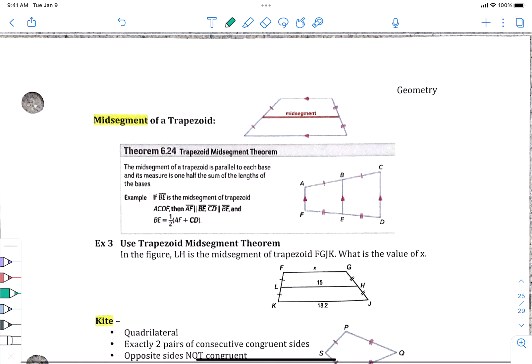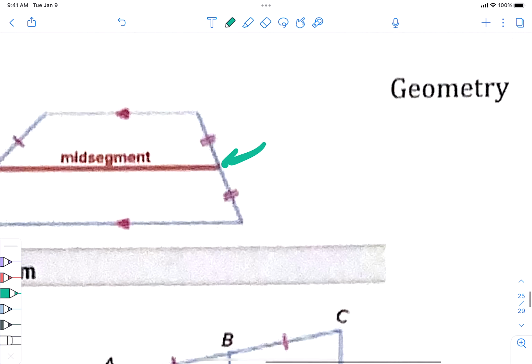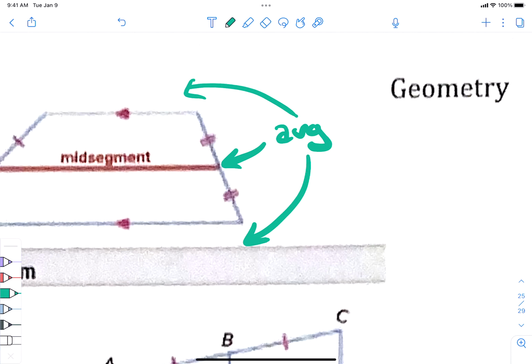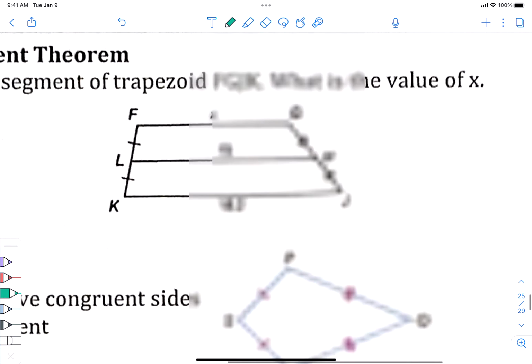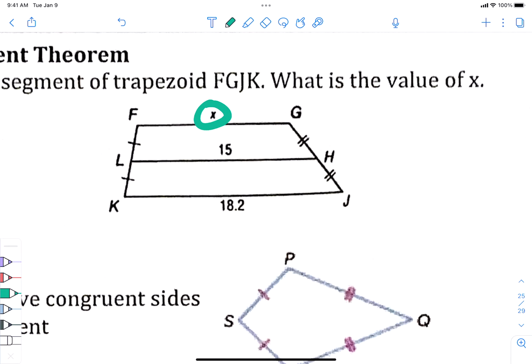All right, mid-segment. We talked about the mid-segment and about how it is the average of these two, right? Like it's the average distance. Okay, here's the deal though. In this diagram, they're having us find the top side. They're not having us find the middle. Crap.